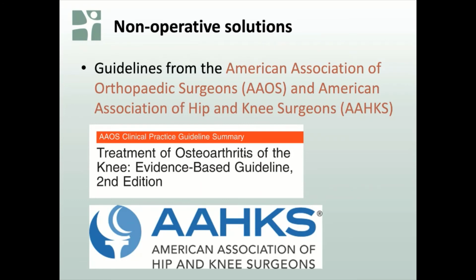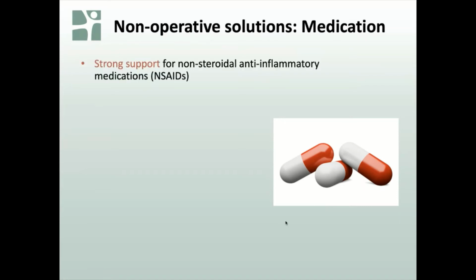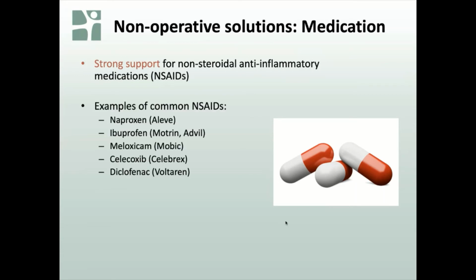Now, there are a number of non-operative things we want to do for people that have chronic knee pain, and these are some guidelines from the AAOS and the AAHKS, which are our main academic organizations that make recommendations based on the best available data. So the first non-operative solution is medication. There's very good data to support the use of anti-inflammatory medications for symptomatic knee arthritis.